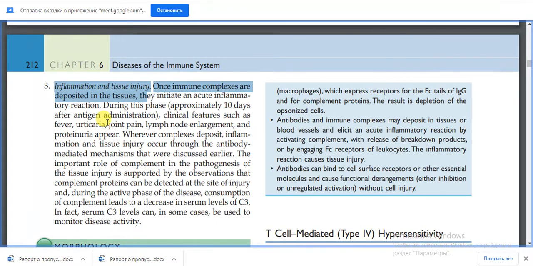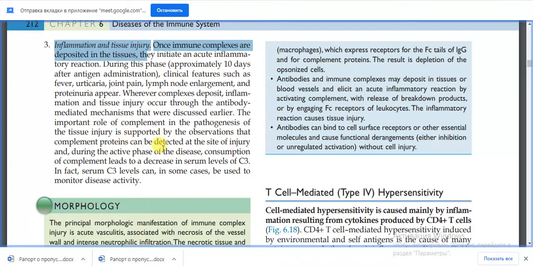It starts to work as an antigen, and antigen-antibody reactions happen here. This causes inflammation, and then causes tissue injury, first of all by the complement system, but secondarily by immune cell activation, like macrophages and leukocytes, and even lymphocyte activation. So this is the third type of immune reaction.